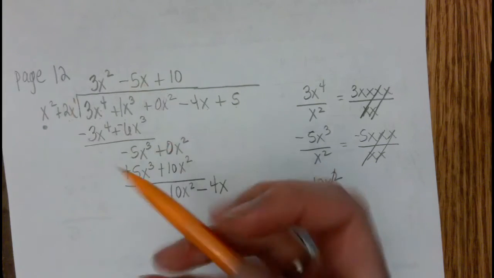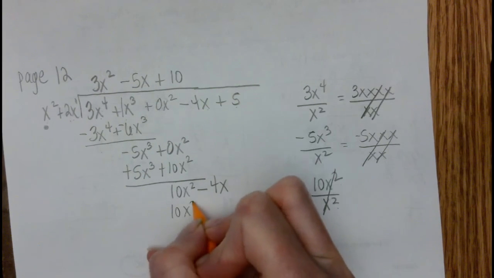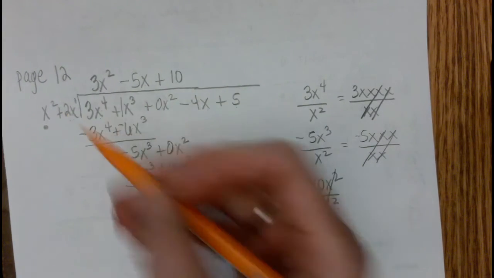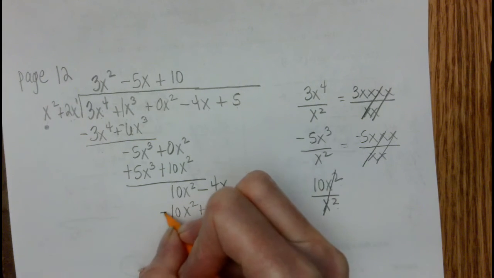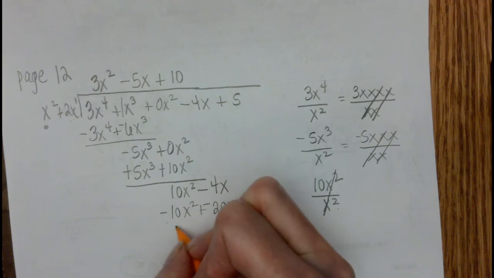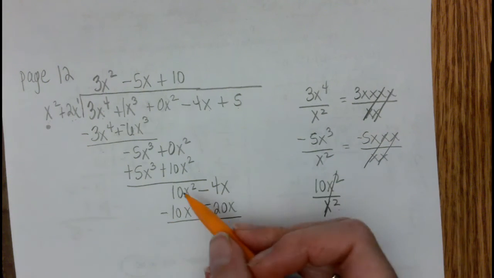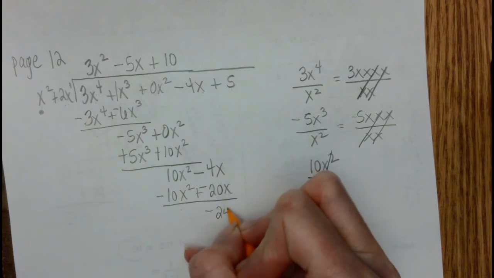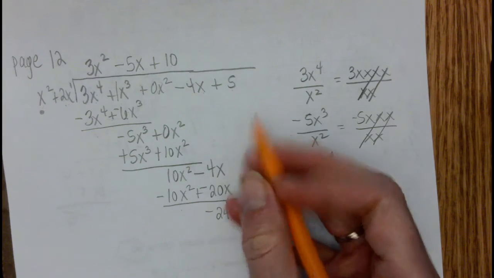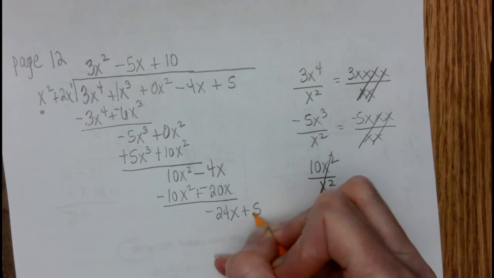So 10 times x squared is 10x squared. 10 times 2x is 20x. Change both signs. The 10x squareds cancel out. And we're left with negative 24x. I'm going to bring down the 5.